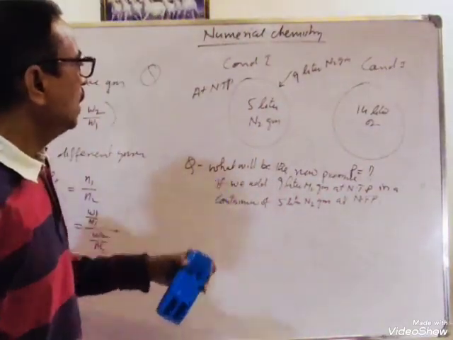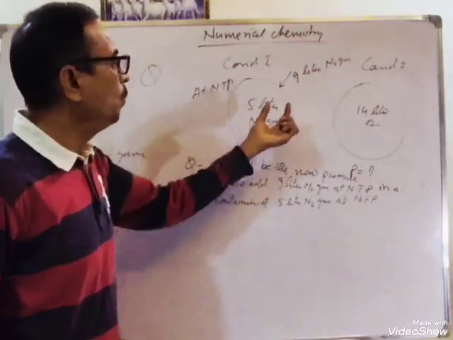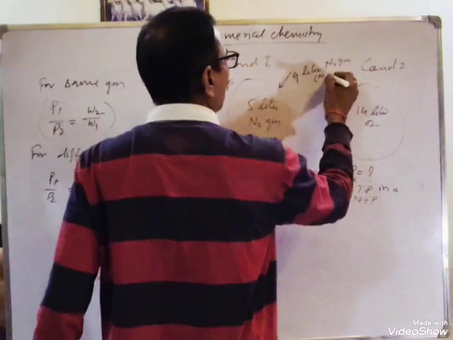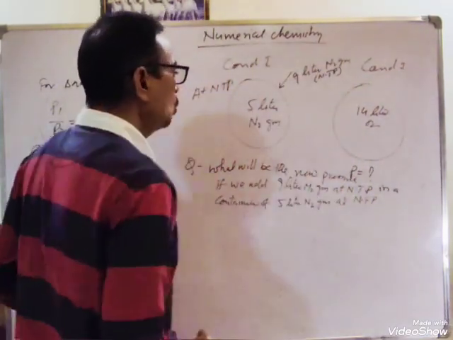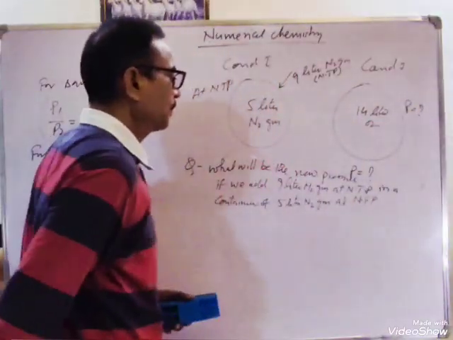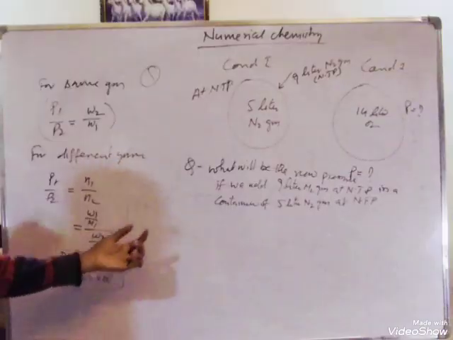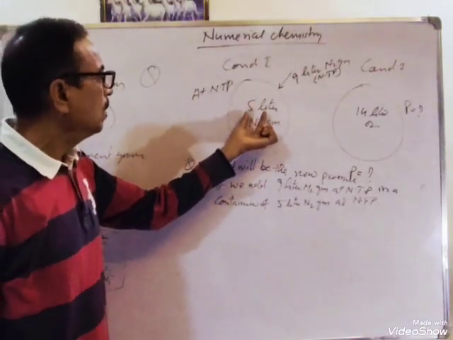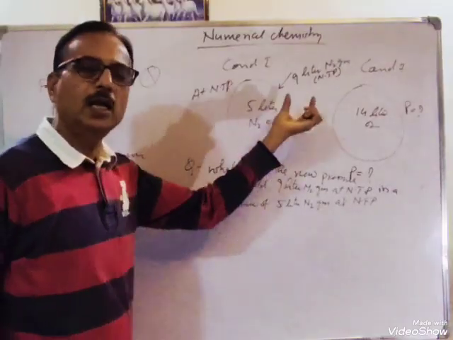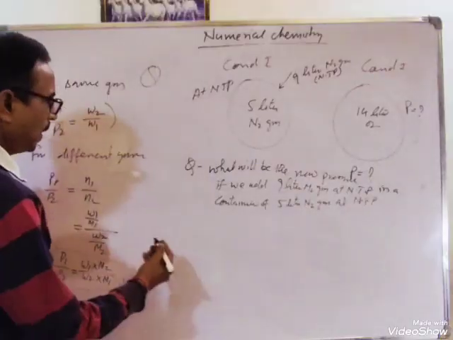The question is, one vessel at NTP contains 5 liter nitrogen. We add 9 liter nitrogen. This is also at NTP. So what will be the new pressure? Suppose this is the question. So how will you do? You can apply this formula, because the volume occupied is directly proportional to the moles. Let us see how you apply this formula.